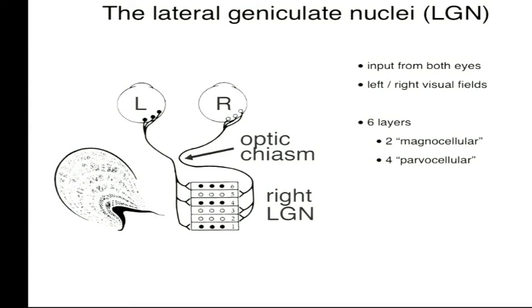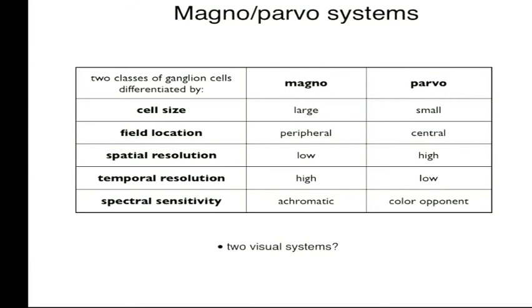Okay, so this is interesting. There are these cells in the LGN, and they are divided into these 2 classes: the magno cells and the parvo cells, right? And the magno cells and the parvo cells are different in a variety of ways. So the magno cells are big, the parvo cells are small. The magno cells generally come from the periphery of the visual system. The parvo cells tend to be coming from the center of the visual system, okay?